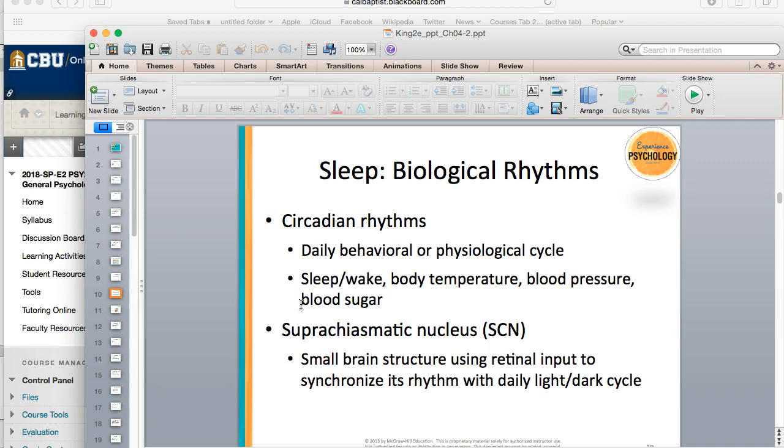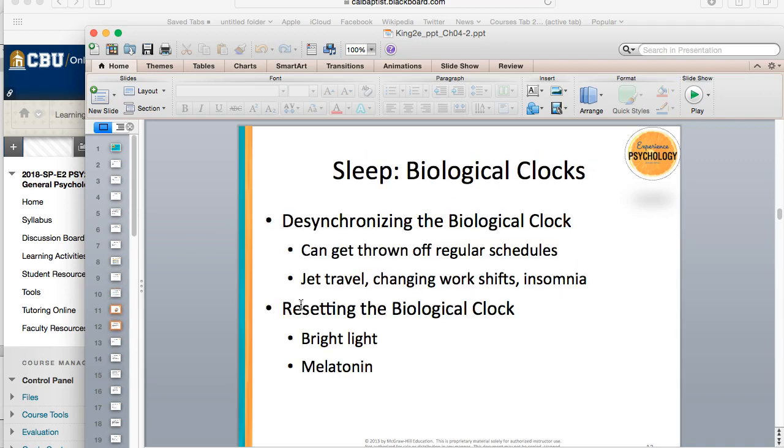Suprachiasmatic nucleus. It's a small brain structure using retinal inputs to synchronize its rhythm with daily light and dark cycles. And that's to speak to daylight times, nighttime, and different things like that. Biological clocks, desynchronizing the biological clock.